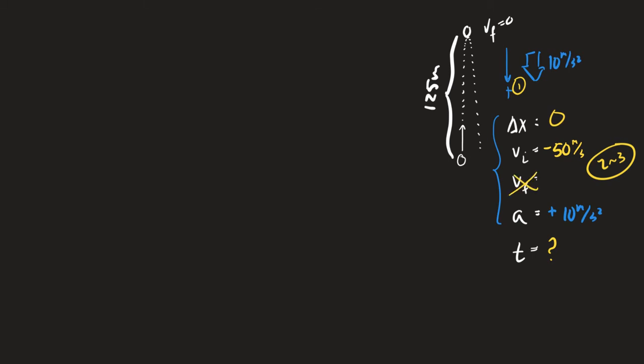I don't need final velocity, so I am interested in the four motion variables that are presented there. So I'm going to use delta x equals 1/2 a t squared plus v final times t. This has everything in it except for final velocity. Delta x is 0 equals 1/2 times 10 t squared minus 50 times t.